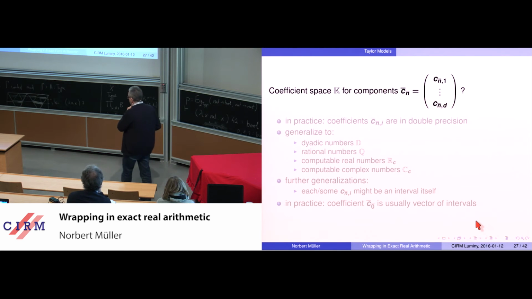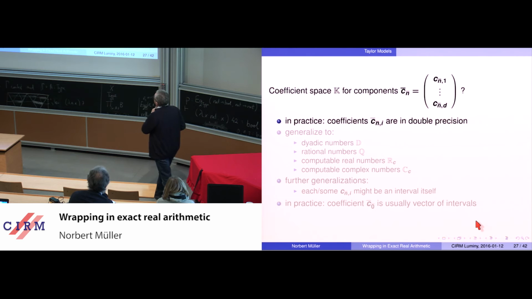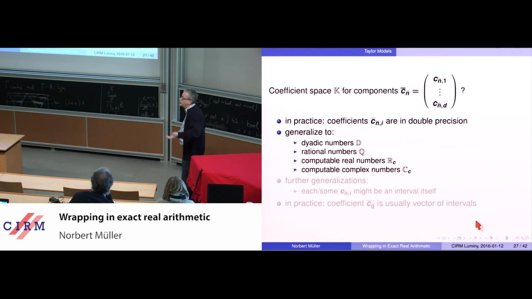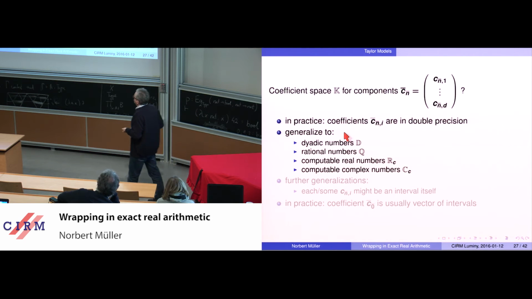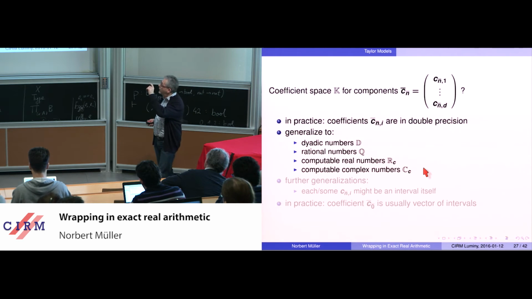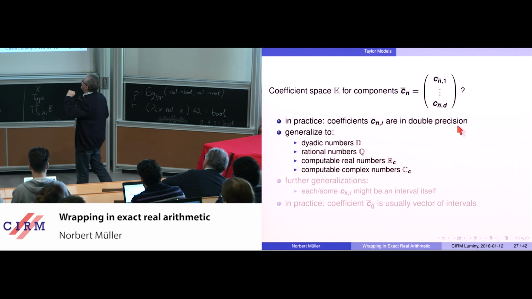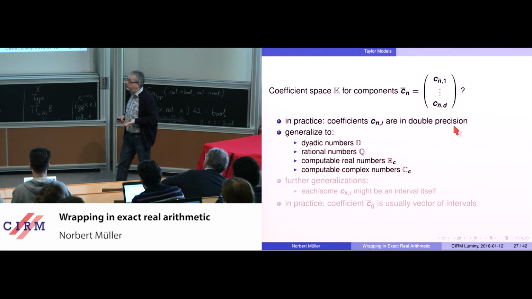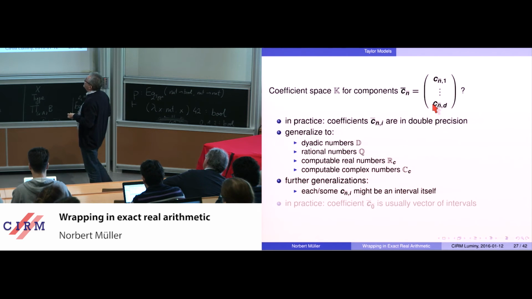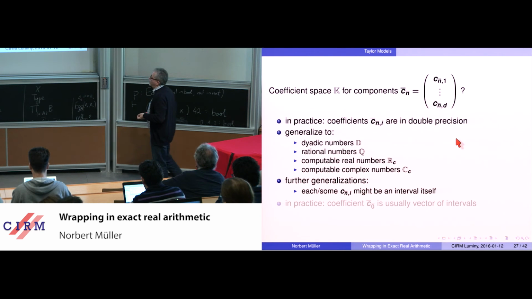Okay, in practice, what would we use? In practice, of course, the coefficients would be double precision, usually. This would be fine unless we do some theory. In the theory, we need dyadic numbers or rational numbers or perhaps computable real numbers or computable complex numbers. As soon as we are really in wrapping families and not in this finite area, everything will be equivalent again. And maybe even the coefficients could be intervals themselves, which would also be quite nice.